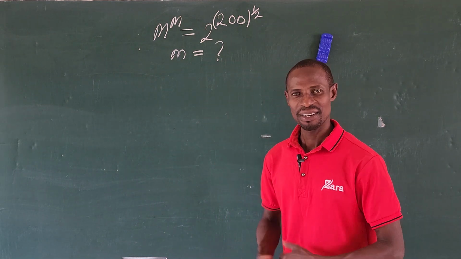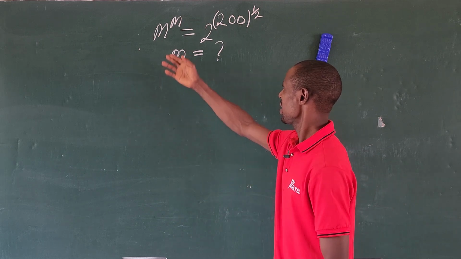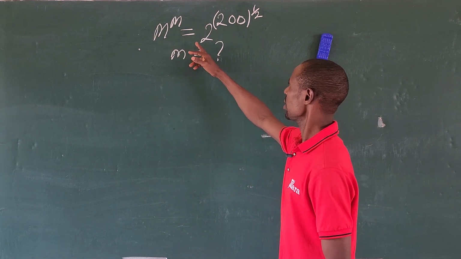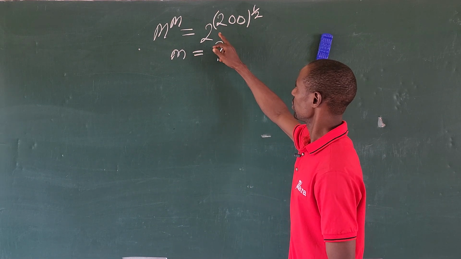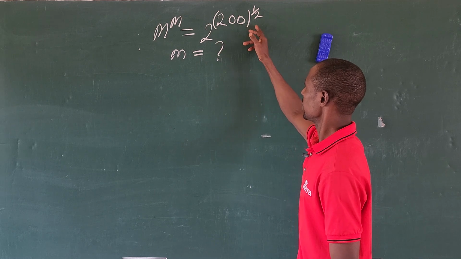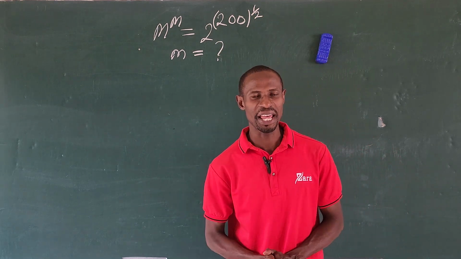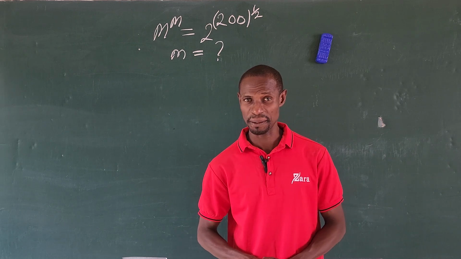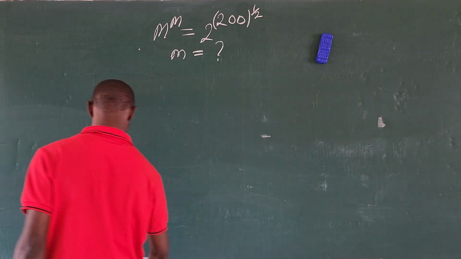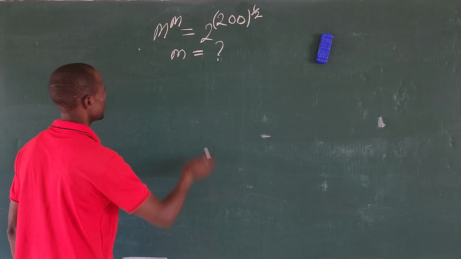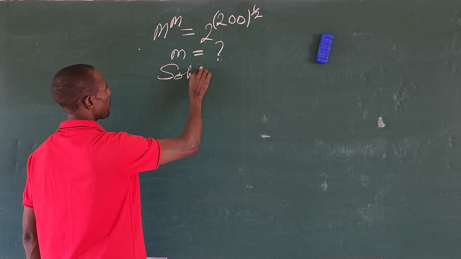Today we have this question before us here. The question is: m raised to the power of m equals 2 raised to the power of 200 raised to 1 over 2. So what is the value of m that will satisfy this equation? Let's go into today's challenge without waste of time. So let's take our solution.